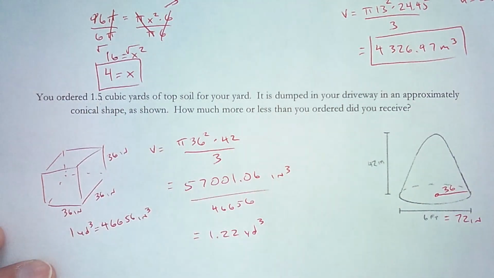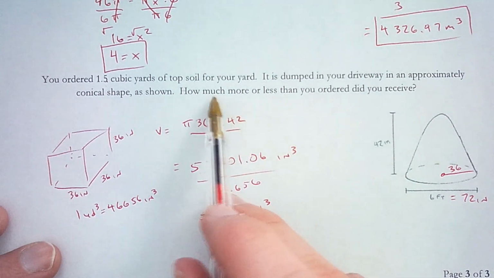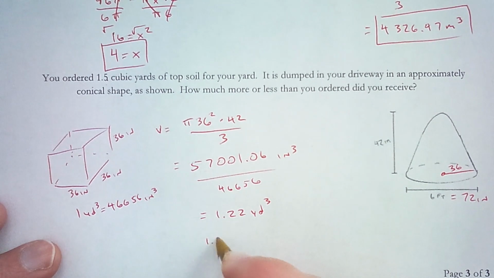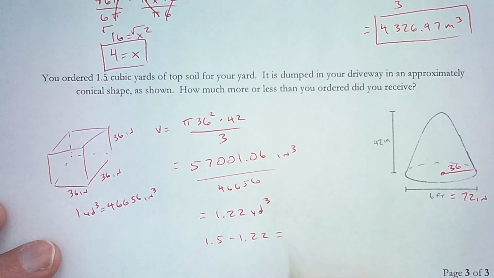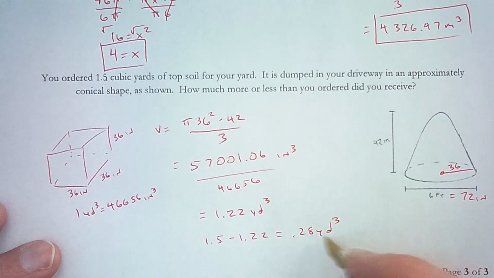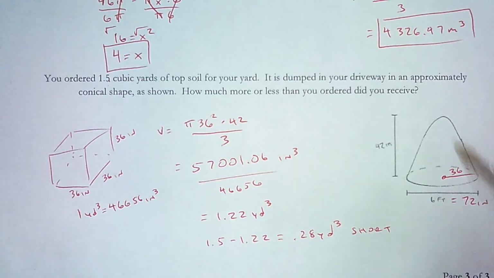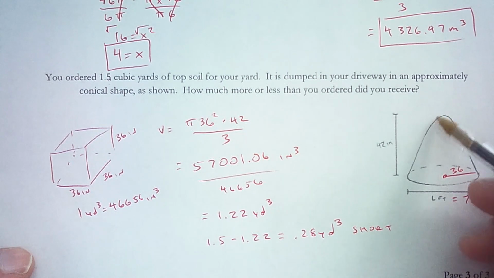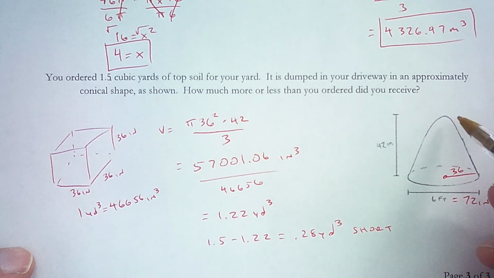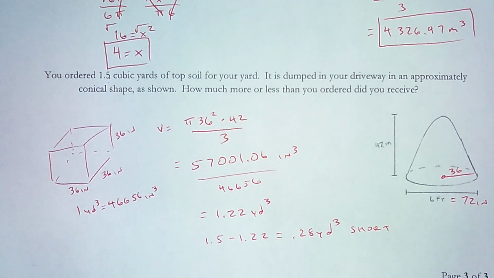We ordered 1.5. We're off by about a quarter of a yard. Okay, so it says how much more or less than you ordered did you receive? So that's 1.5 minus 1.22, and that is 0.28 cubic yards. Okay, that's how much we are short. Now, is that going to be exact? No, because this isn't exactly a cone, because it doesn't come to a point here. So we might be off by a little bit, but 0.28, that's more than a quarter cubic yard. We probably are actually a little bit short of what we ordered.